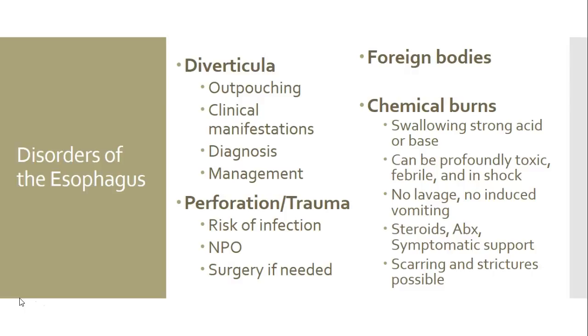So moving on to the esophagus, disorders of the esophagus, there can be diverticula. In any of the GI system we can have diverticula, and this is just an outpouching of the mucosa or the submucosa that protrudes through a weak portion of the musculature, and in this case it'd be of the esophagus. And there are different types depending on the location of that outpouching.